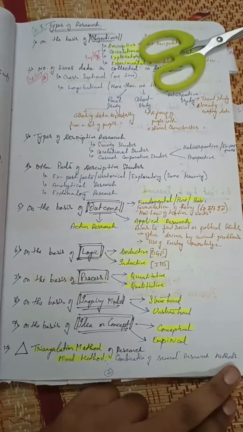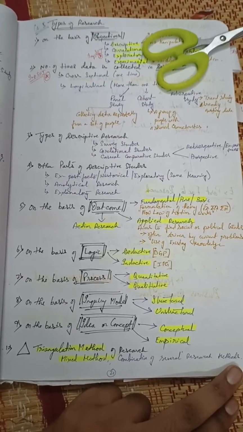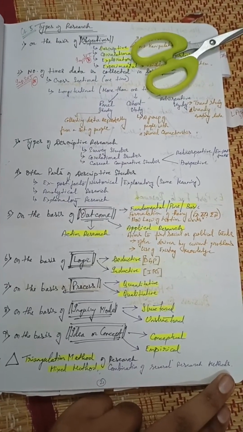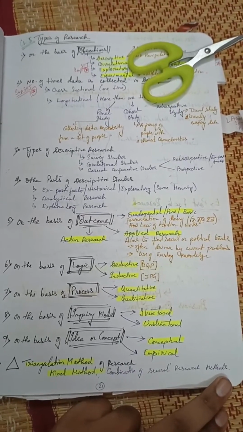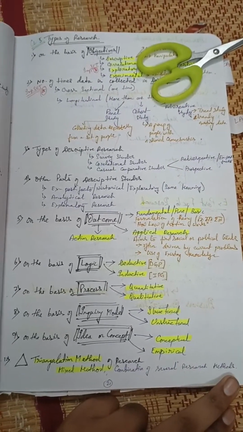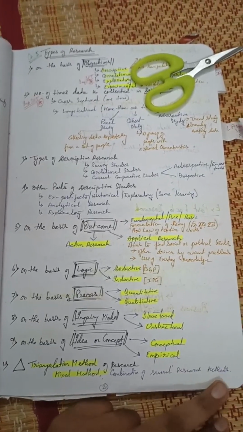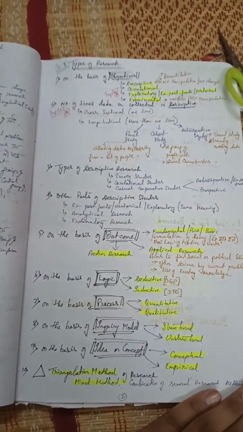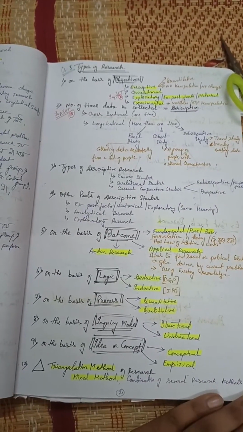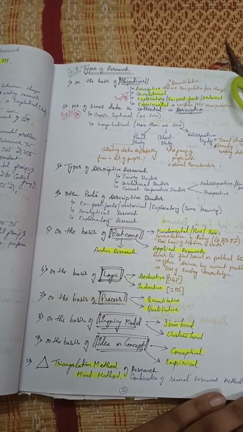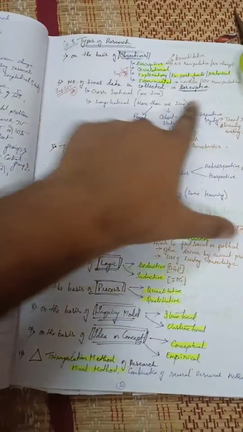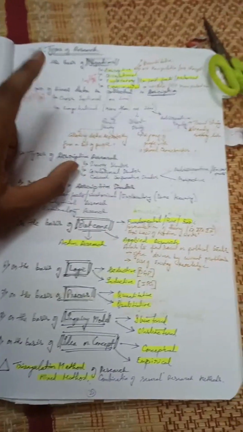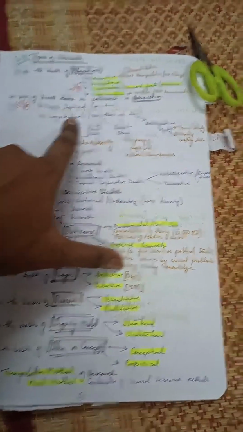As I have said several times before, this is just the revision class. This is not the detailed explanation class. It's a revise with me series, where I am revising as well as sharing my revision experience with you all. So quickly, types of research on the basis of objectives can be divided into descriptive, correlational, exploratory, which is the same as ex post facto, and historical research, and experimental research. On the basis of the number of times data is collected, it can be divided into two parts: cross-sectional and longitudinal.